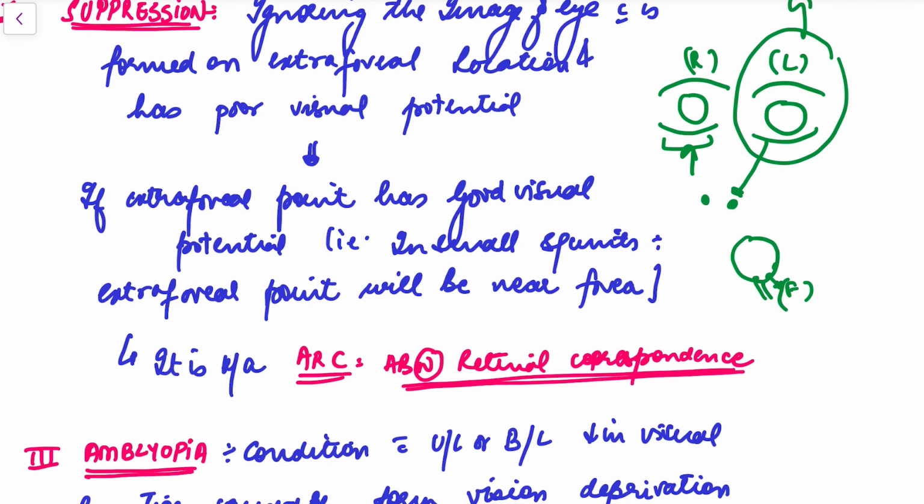Like these points are known as extrafoveal points, because the image is not forming on the fovea, but instead is forming on these points depending upon the deviation present. If deviation is more, the image will be formed farther from the fovea, and if deviation is less, the image will be forming somewhere near the fovea. So depending upon the deviation, if the extrafoveal point has a good visual potential, that is in small deviations, the extrafoveal point will be near the fovea. So in that case, this is known as abnormal retinal correspondence. If the extrafoveal point is present near the fovea, then this is known as abnormal retinal correspondence.